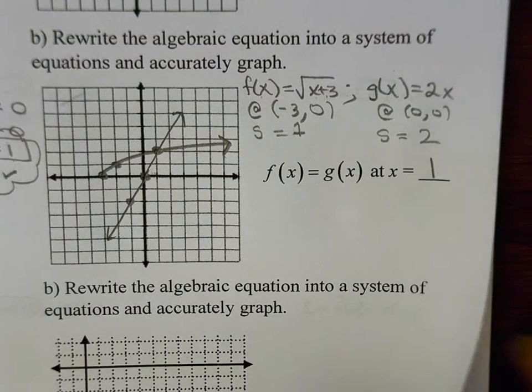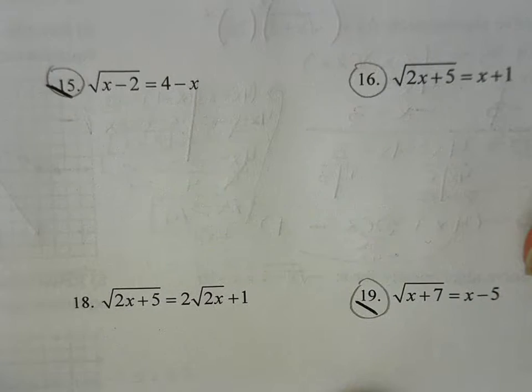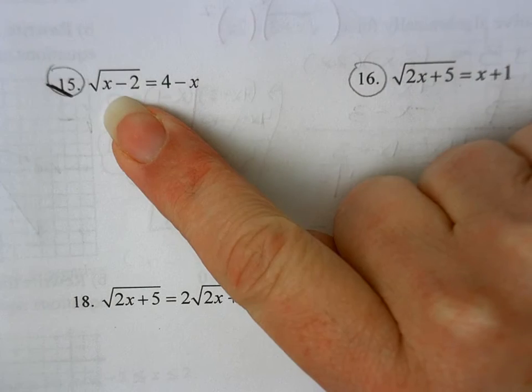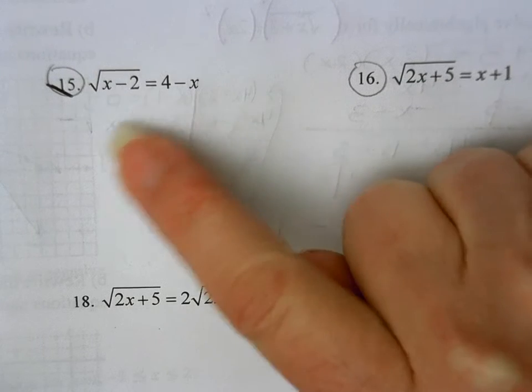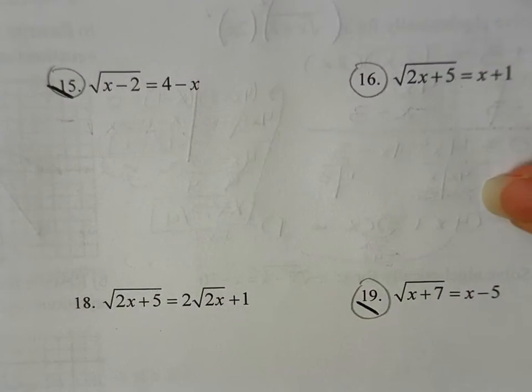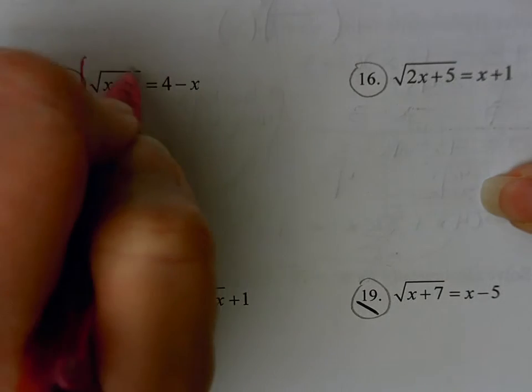All right, and then on the back side, let's take a look at question number 15. So the directions say to solve the following for x and check for extraneous solutions. So I want to isolate the radical, which it already is, right? Nothing on the outside at all. So once the radical is isolated, I want to square both sides.